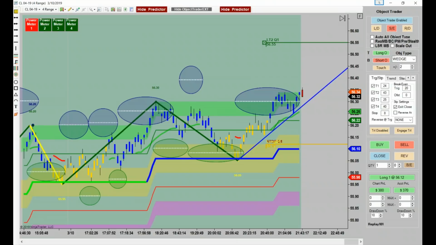Okay? Now, one thing that you can get in the habit of looking at too, let me just draw lightning 2 on this chart. Okay?